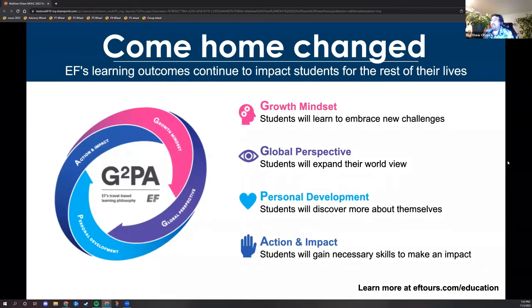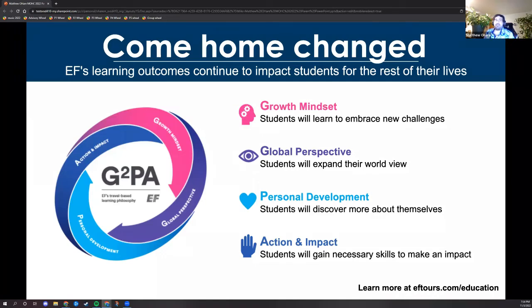And one big thing that EF focuses on, and I do too, is bringing students home changed. Always having that growth mindset to embrace new challenges, whether it be a spider in your bedroom, which happens, not having hot water at a hotel, which happens, being able to deal with that, flights being changed, delays, layovers, food taking a little bit longer to come, all those kinds of things that we might not get to experience in our daily life. It's nice to have those and it really gives us that growth mindset.